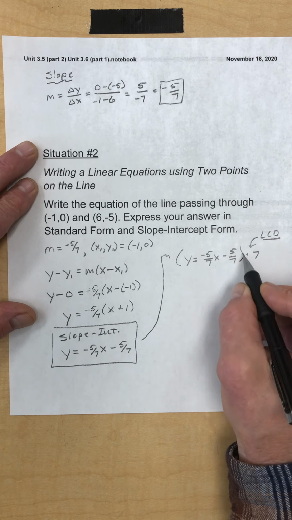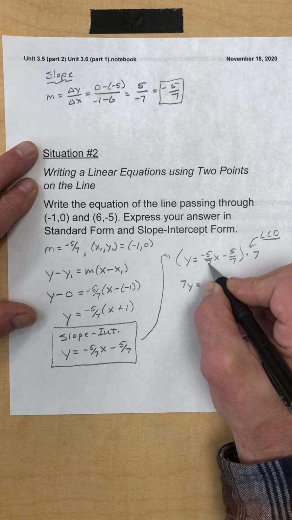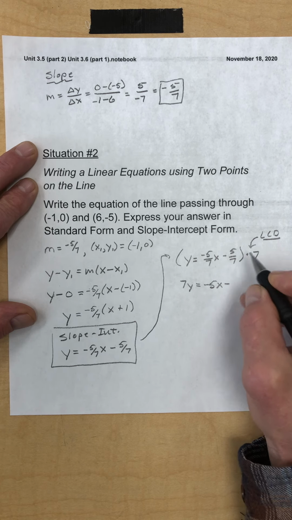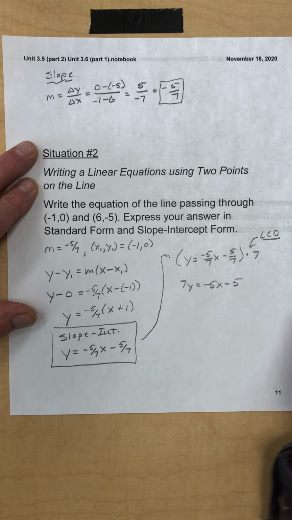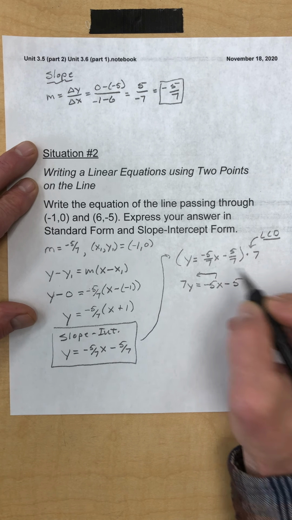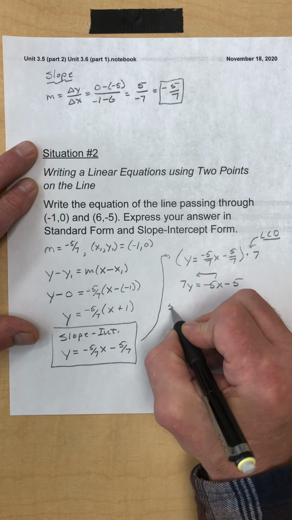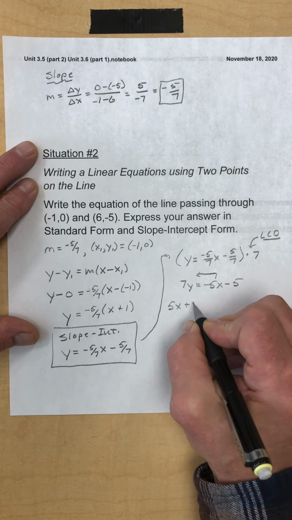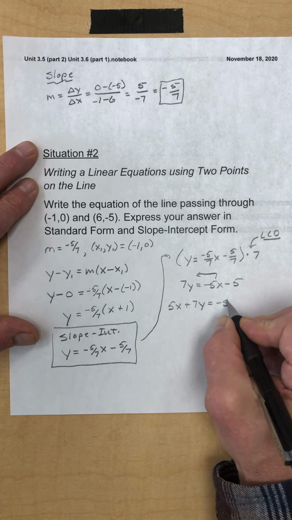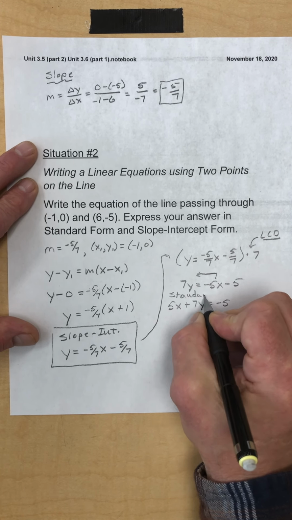So distribute that 7 to everything in here. 7 times y is 7y. 7 times -5/7 is -5. 7 times -5/7 is -5 again. Then I've got to get the x and y both on the left. So this one has to move over. If it's negative on the right, when it moves over to the left, it becomes positive. So I get a positive 5x plus the 7y that's already there equals -5. And that is my standard form.